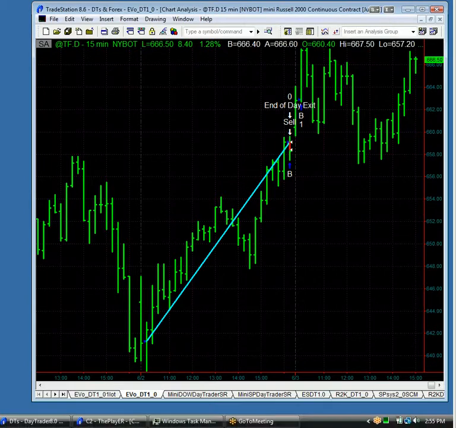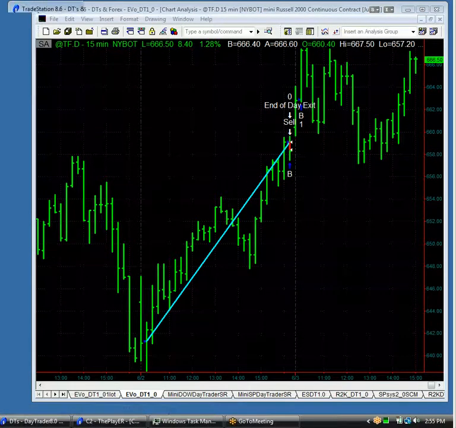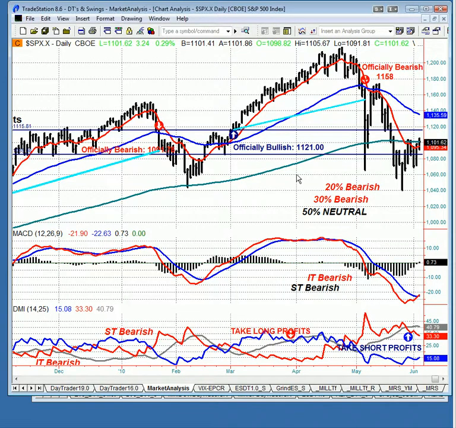Yesterday was the Evo, but we're looking here at a chart of the daily market. This is the S&P 500 cash market, and as you can see, we're maintaining our official bearish stance from 1158.